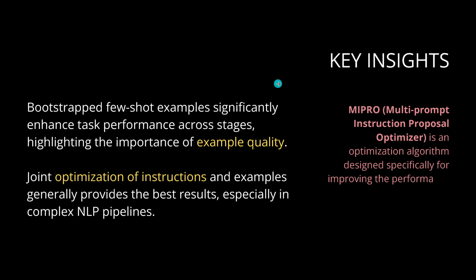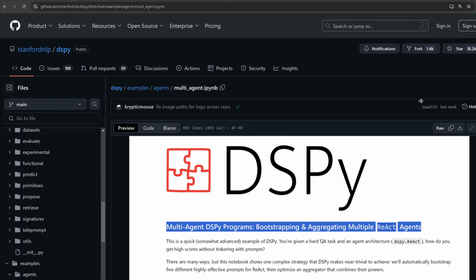Isn't this great? And they also wrote an optimizer, they call it MIPRO, Multi-Prompt Instruction Proposal Optimizer. And this is simply an optimization algorithm designed specifically for improving the performance of multi-stage language model programs. So we are not talking anymore about prompt engineering. We have it now outsourced to programmatic structures. And you find this at Stanford NLP, DSPy, together with all the other notebooks.